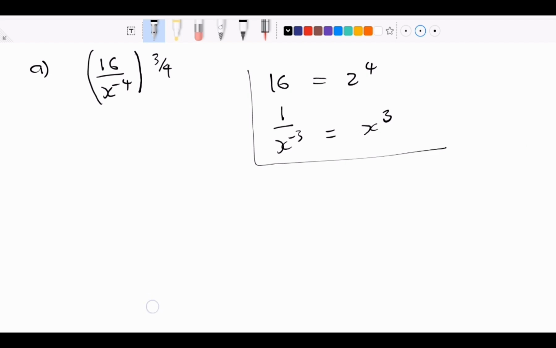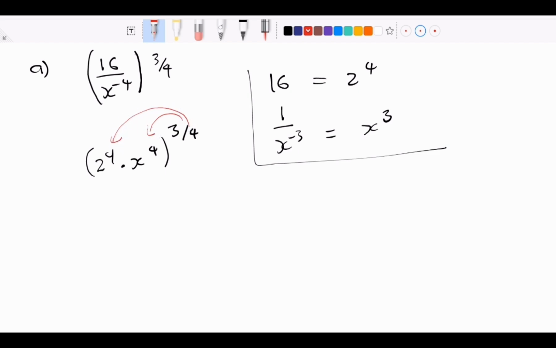Now this is what I could do. Instead of 16, I would write 2 to the power of 4. Now, instead of x to the power negative 4, I would put the dot, which stands for multiplication, and say x to the power of 4, and then raise everything to the power 3 over 4 as our exponent. So the next step would be to distribute the exponent throughout.